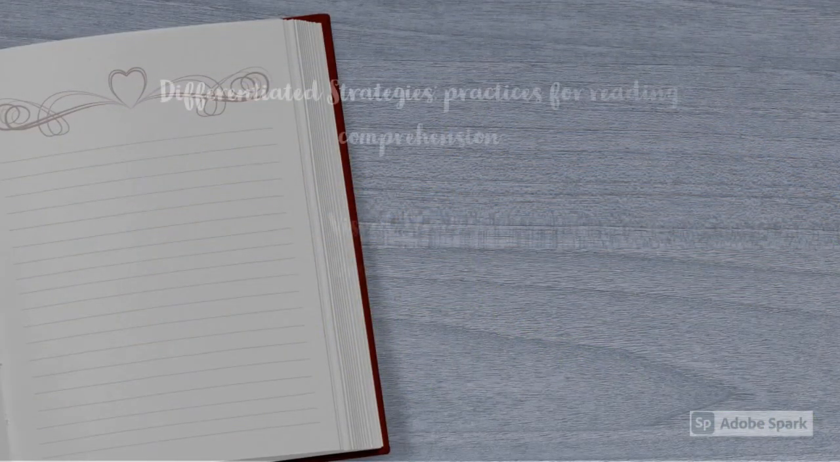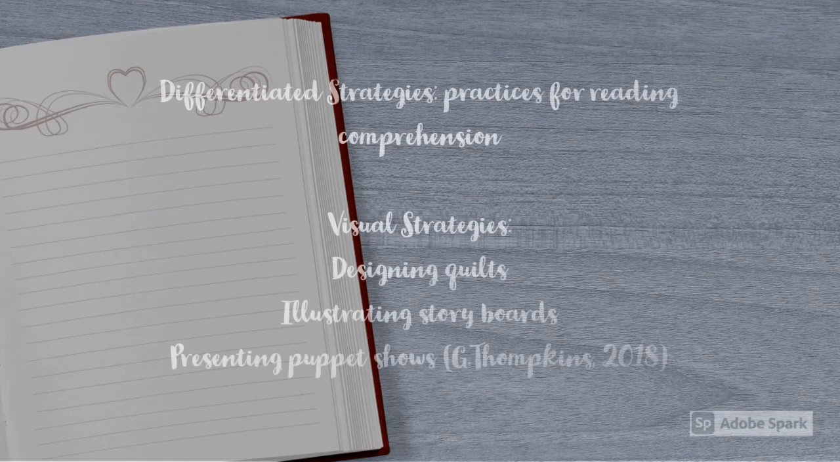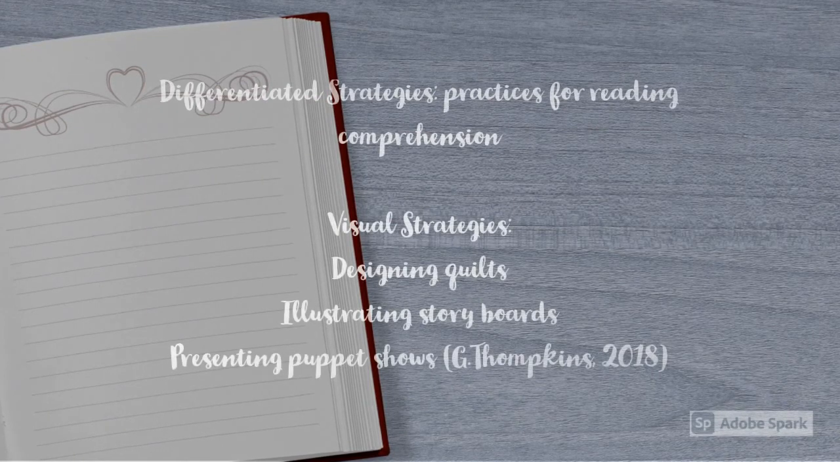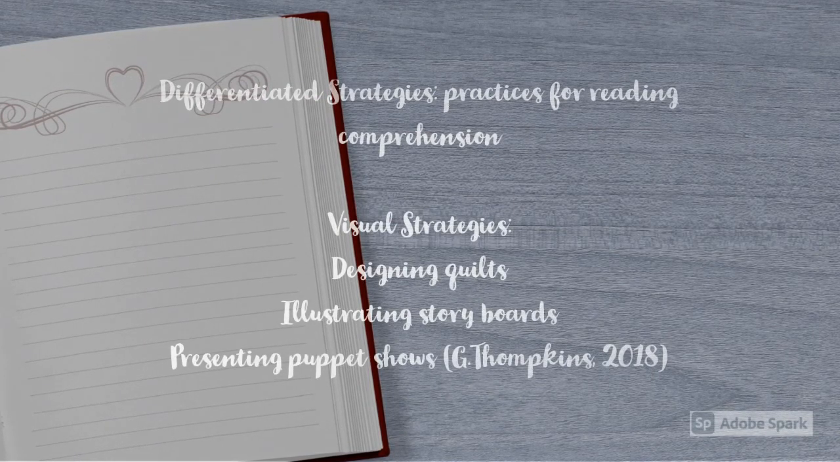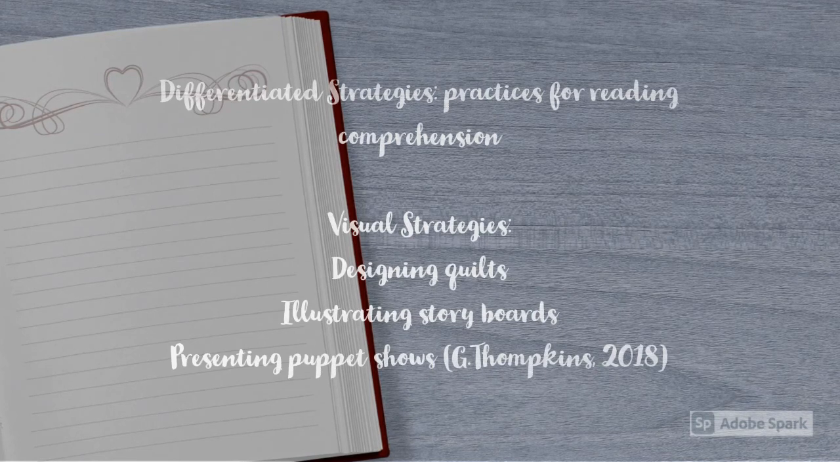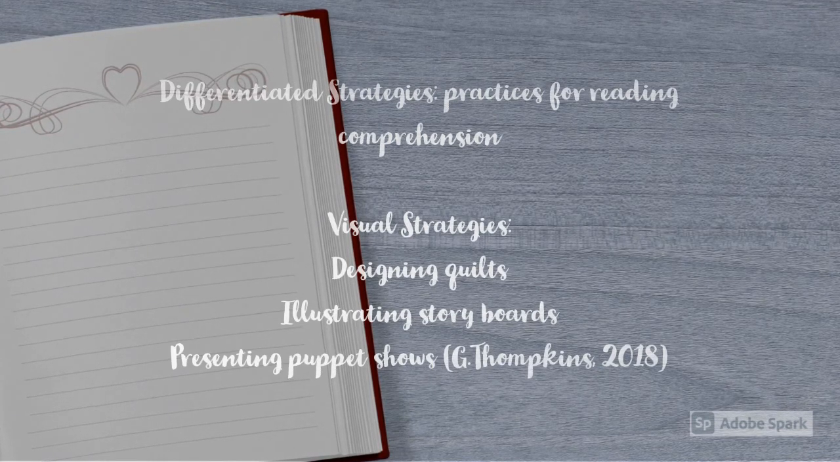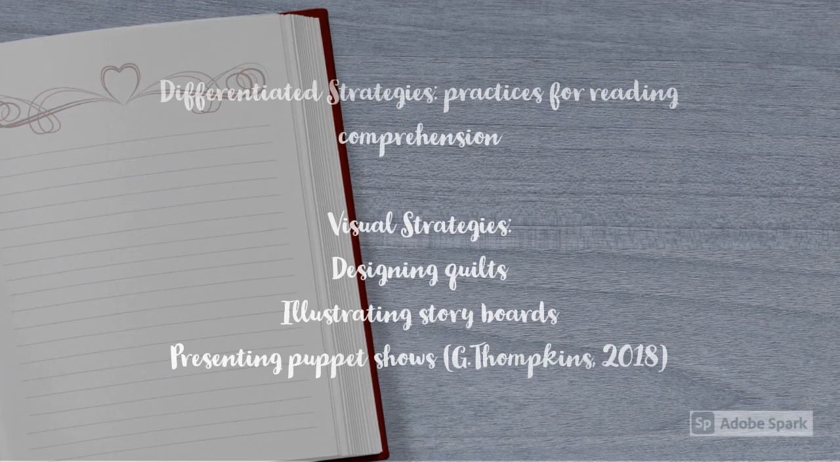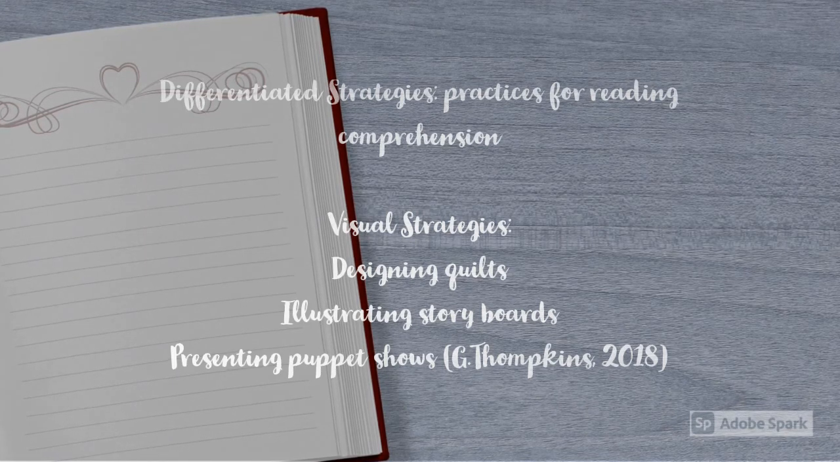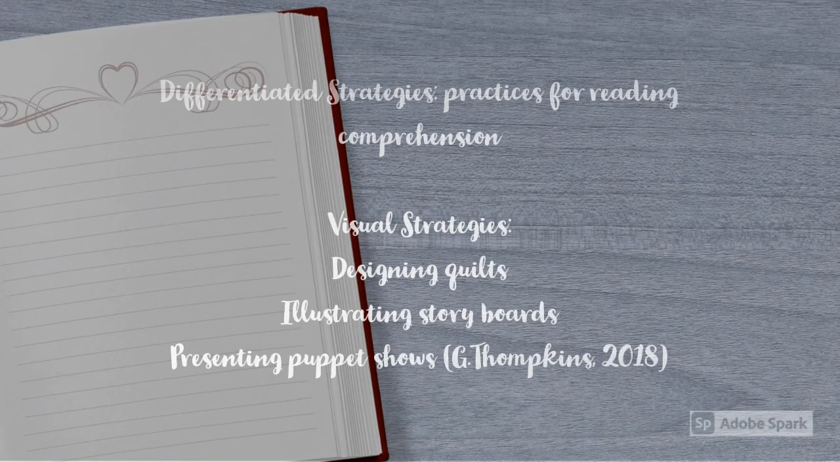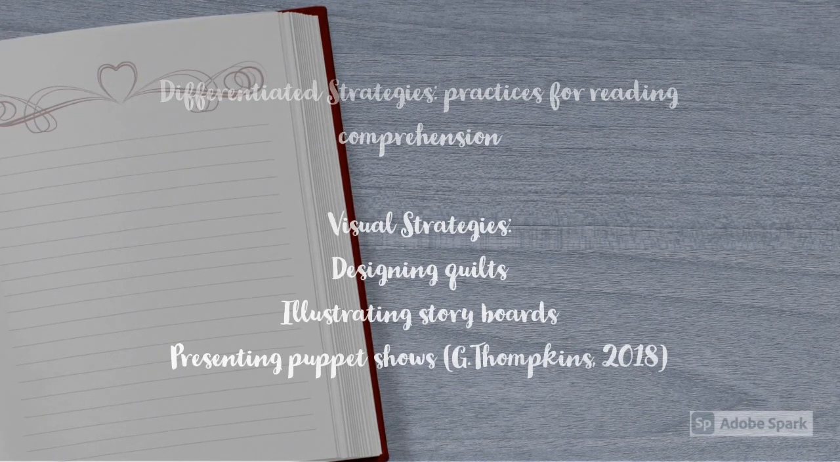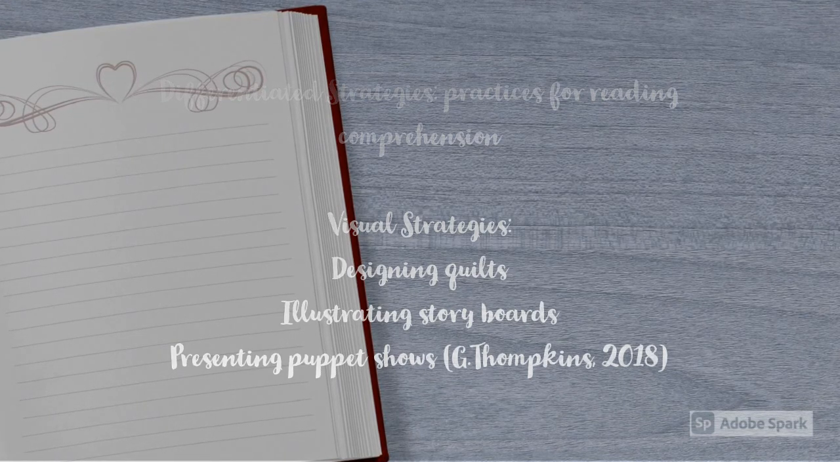The last differentiation strategy I'm going to talk about is visual strategies. These 3 strategies help students practice reading comprehension. These include designing quilts, illustrating storyboards, and presenting puppet shows. While I have given examples of oral, written, and visual strategies, there are many different strategies to help students practice reading comprehension in the classroom.